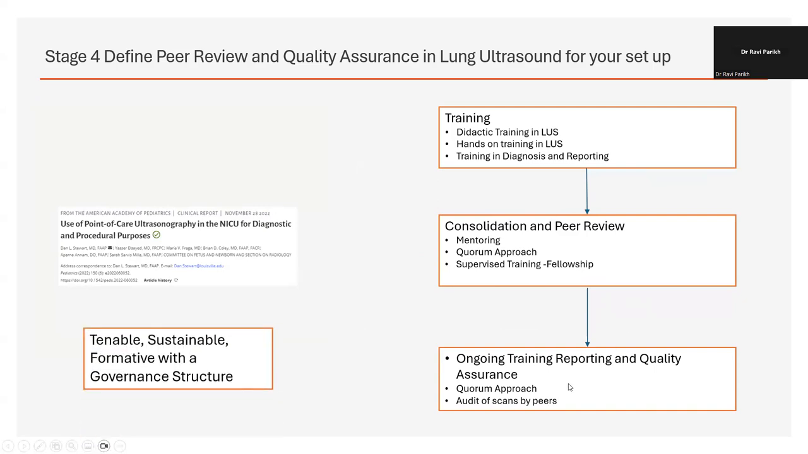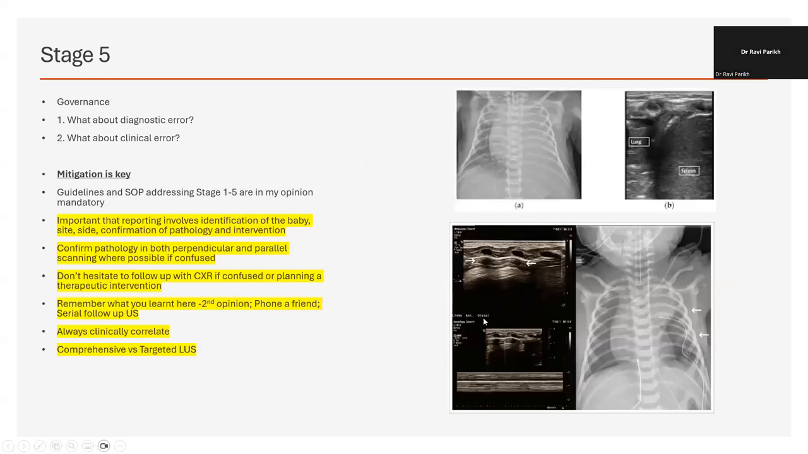And I'm not saying that you have to achieve all of this. What you have to be able to achieve is guidance that makes sure that you're able to implement lung ultrasound in your units in a tenable, sustainable manner, which allows for you to have critique of your images. That might be another colleague, but has a governance framework that addresses issues where you might make a mistake. Now, when we talk about that governance framework, we need to talk about diagnostic and clinical error.